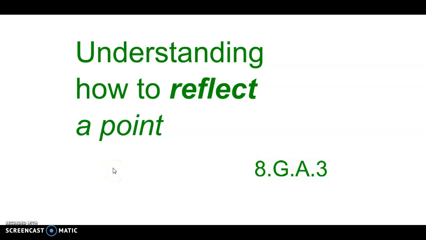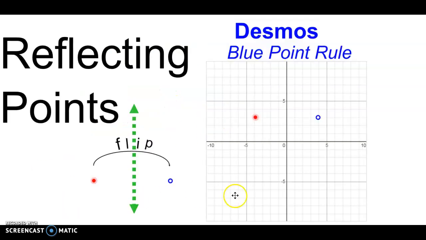Okay, in this lesson we're trying to understand how to reflect a point. And we'll be doing it with the Desmos blue point rule, which is pretty cool. It allows you to play around with the dots a bit. And again, reflecting points means to flip a dot like across a mirror. And we'll take a look what that looks like in this Desmos activity.